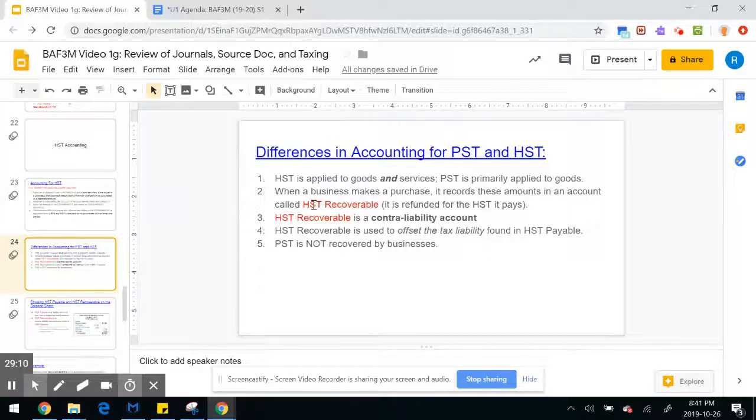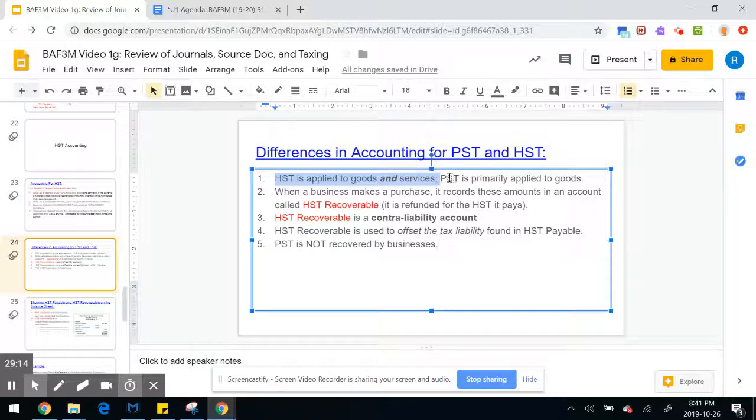So I'm throwing out these terms here, like HST recoverable. HST is applied to goods and services. PST is primarily applied to goods, and to services sometimes as well. So it's not super relevant. It's just something to know. When a business makes a purchase, it records these amounts in an account called HST recoverable. Okay, so when a business pays HST, again, we get it back on our purchases.